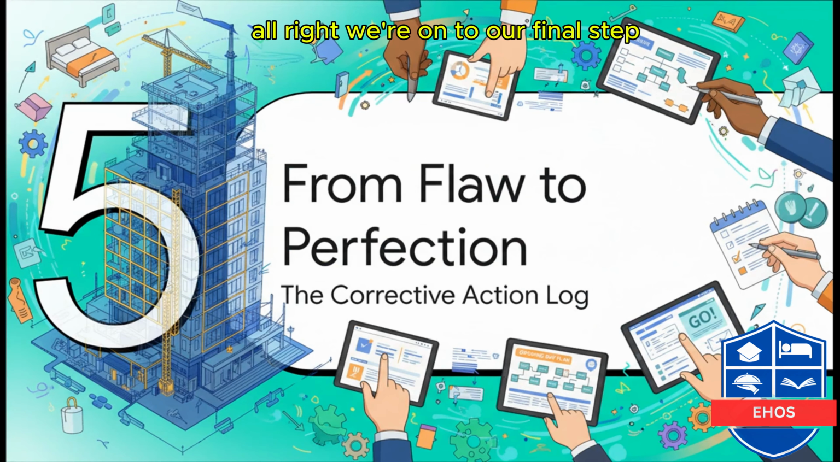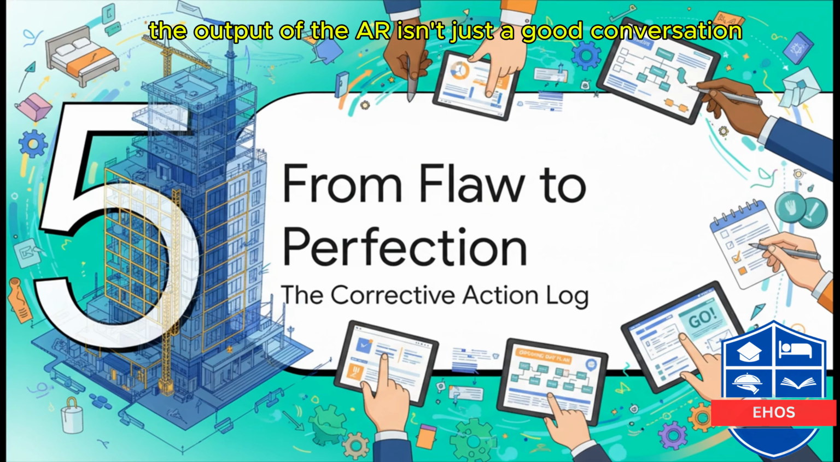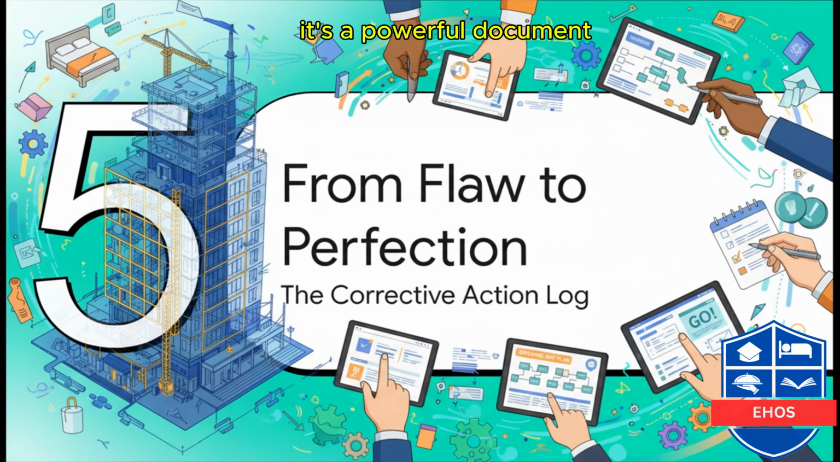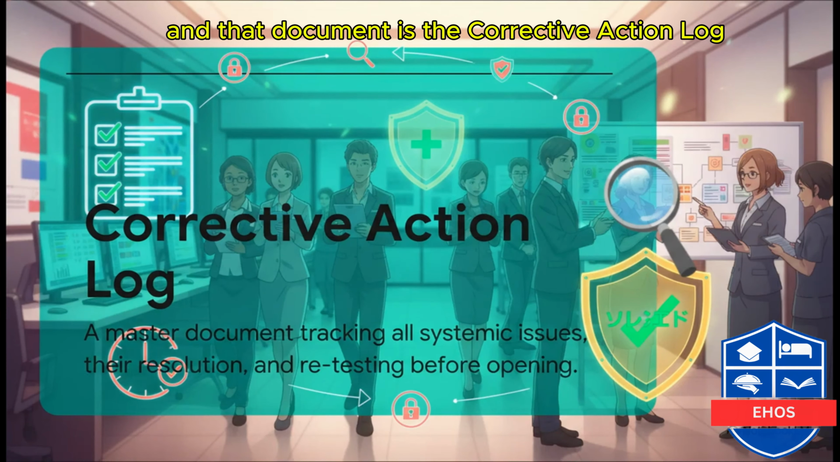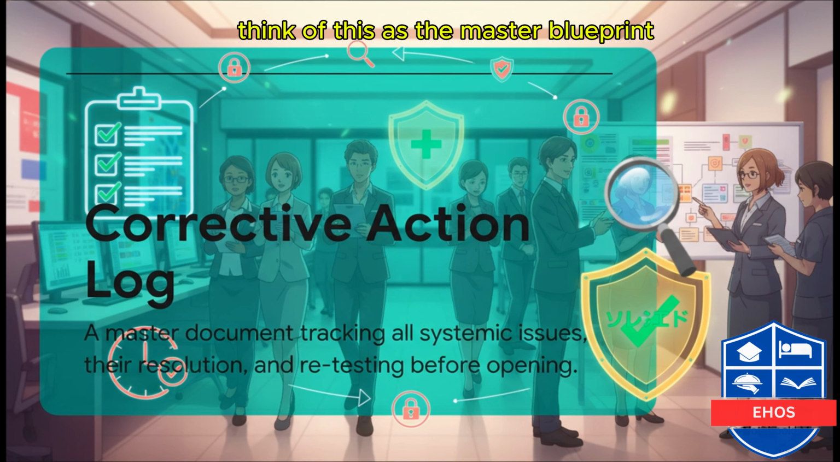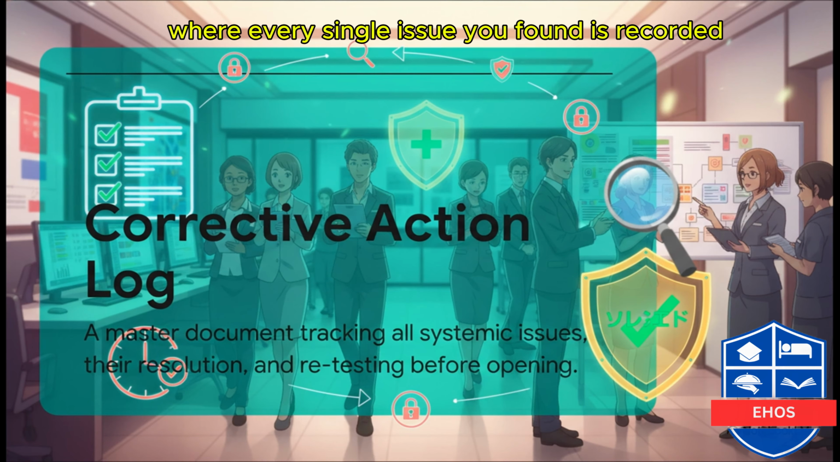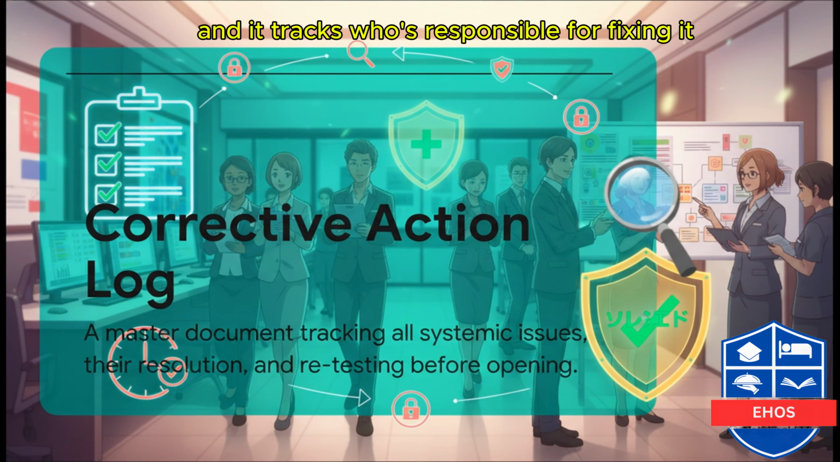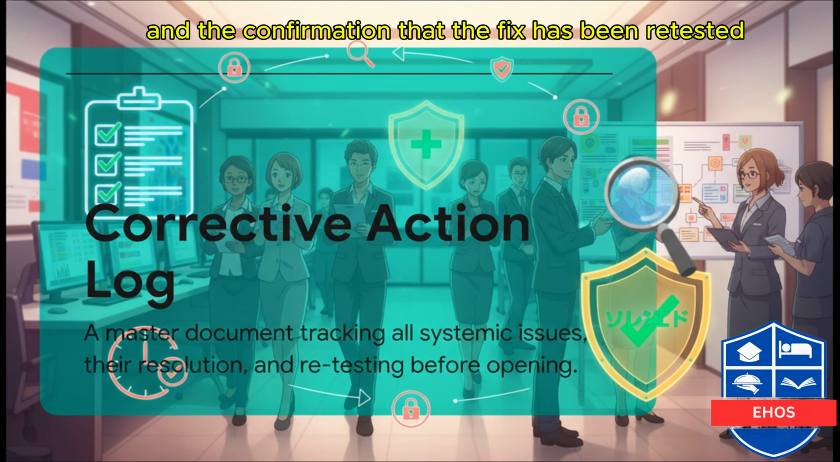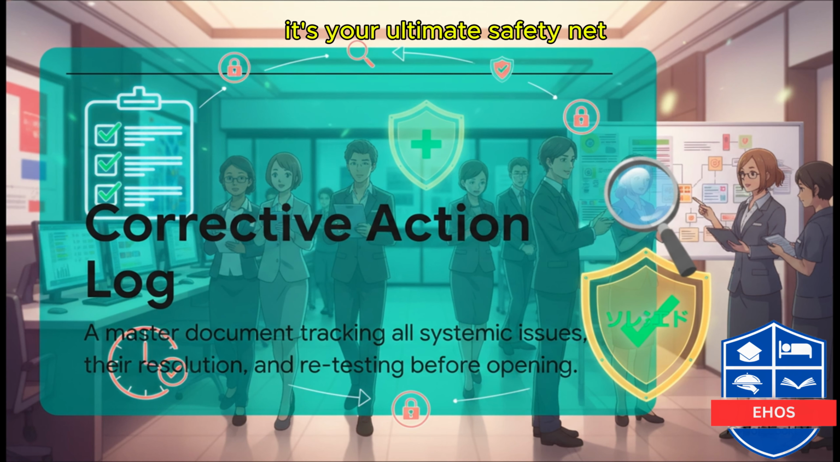All right, we're on to our final step. We're going to see how all of this analysis gets turned into a tangible, concrete plan for opening day. Because the output of the AAR isn't just a good conversation, it's a powerful document. And that document is the corrective action log. Think of this as the master blueprint for your final fixes. It's a living document where every single issue you found is recorded, and it tracks who's responsible for fixing it, the deadline, and the confirmation that the fix has been retested. It's your ultimate safety net.